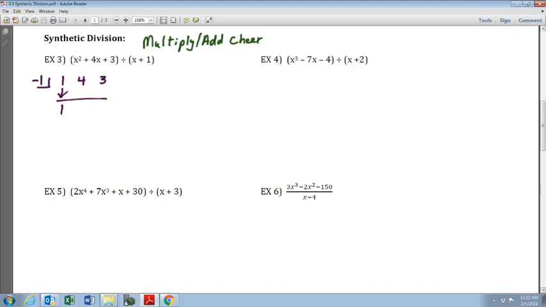So we're going to multiply the negative 1 and 1 here. And we get negative 1, and we'll put it right there. And then we're going to add 4 and negative 1, which is 3. And then we'll multiply again. We're going to get negative 3. And when we add, we get 0.